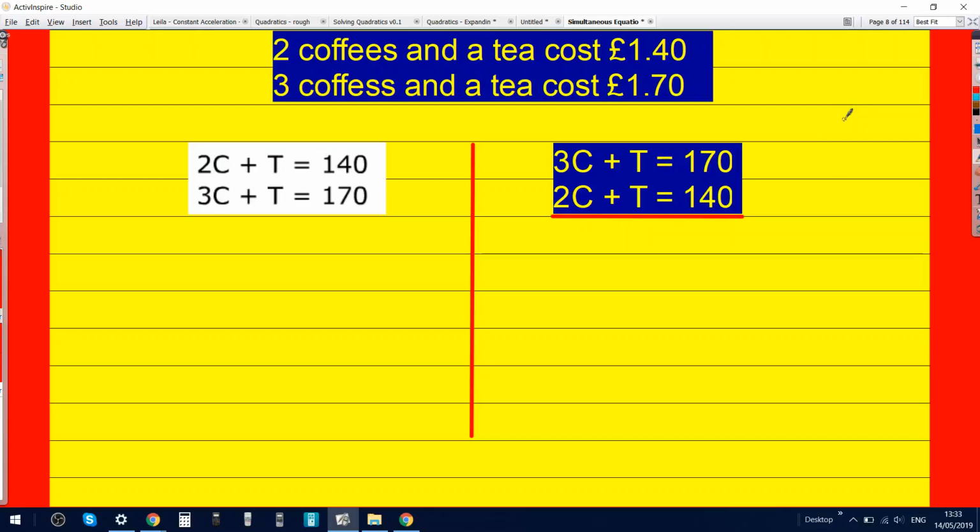You subtract. So 3 take away 2 is just going to be c, and then the t's are eliminated. So 170 take away 140, 30. C equals 30, yeah. And then how do you get the t?